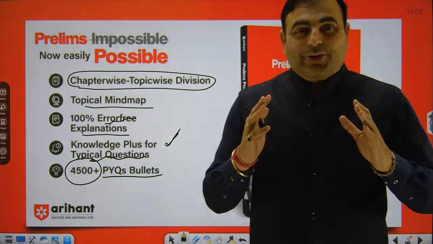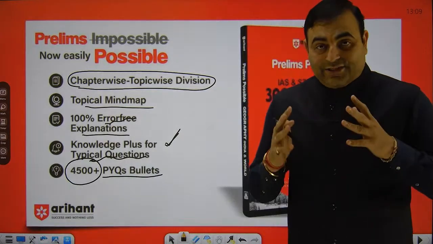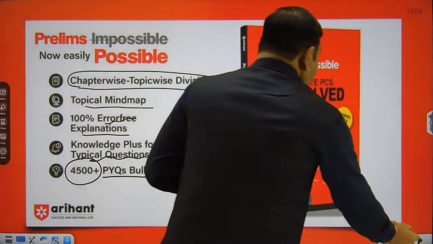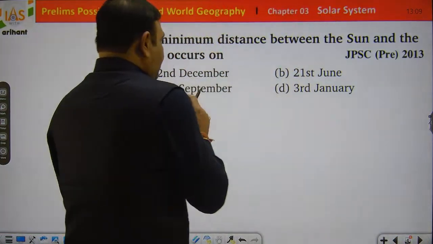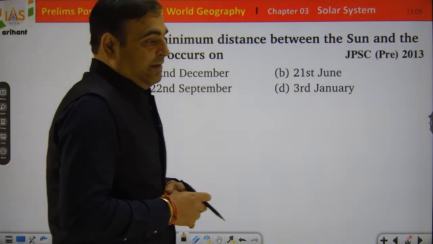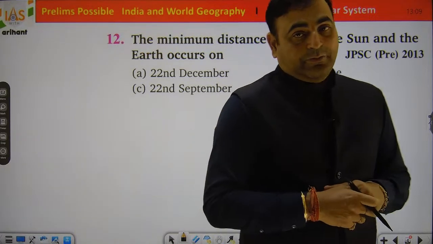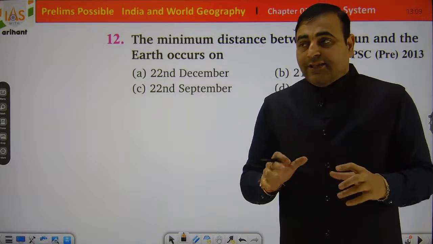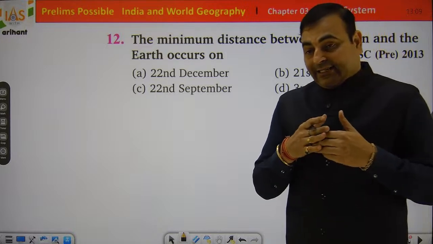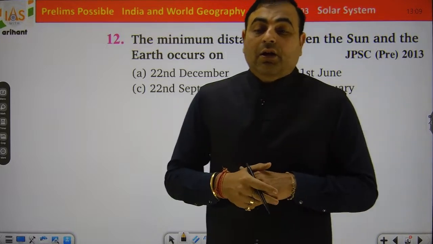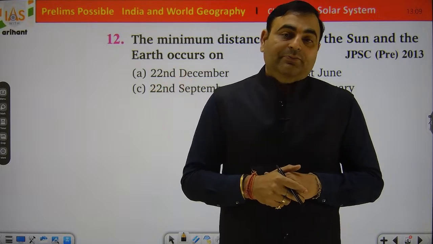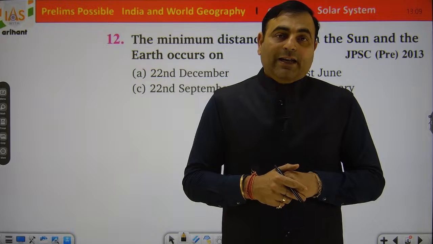So don't wait for it. Let's start our explanation of the first question, which is this: the minimum distance between the sun and the earth. Actually, we are covering the solar system in this chapter. In this lecture, we are covering the solar system. In the previous lecture, we started it, and it is a continuation series of your solar system. Am I clear? So let's start.